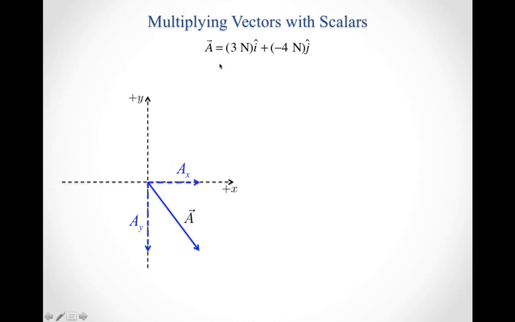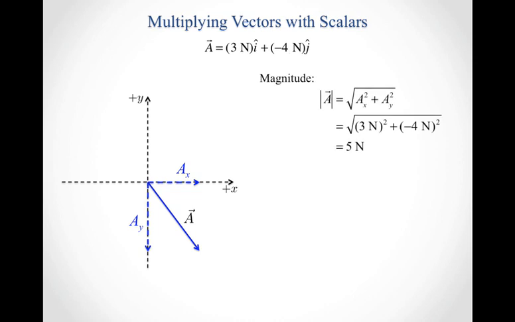So let's say my vector A happens to be 3 newtons i hat plus negative 4 newtons j hat. So it points 3 newtons in the positive x direction, 4 newtons in the negative y direction. And the first thing I can do is calculate the magnitude of that vector, which is going to be 5 newtons. So just Pythagorize: 3 squared plus negative 4 squared, take the square root.